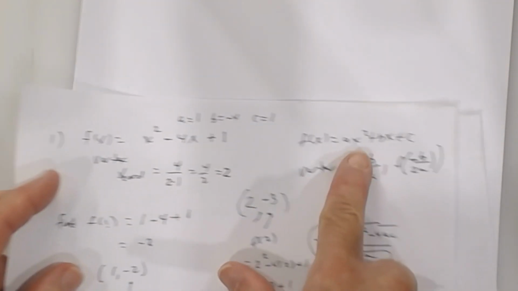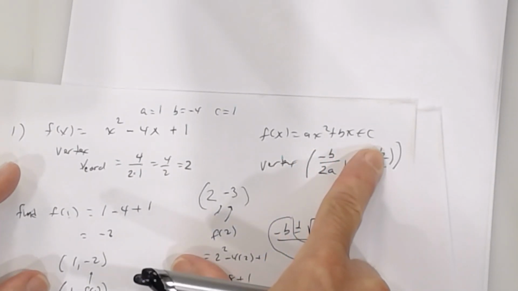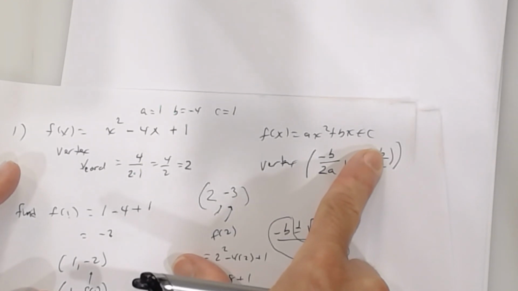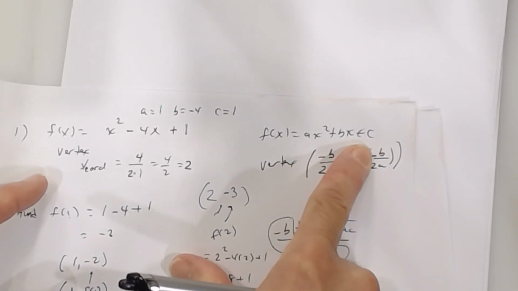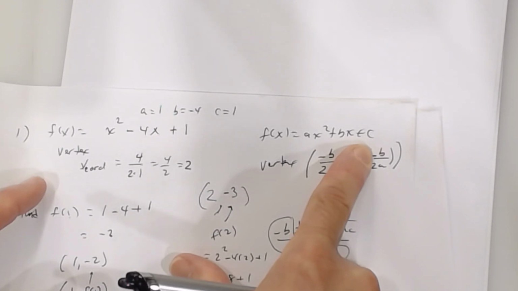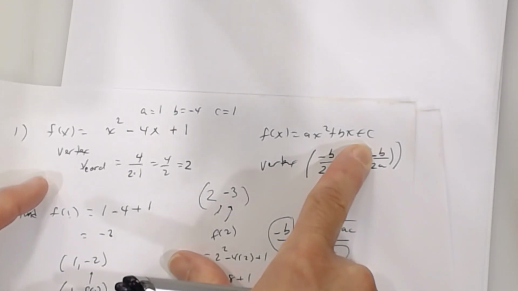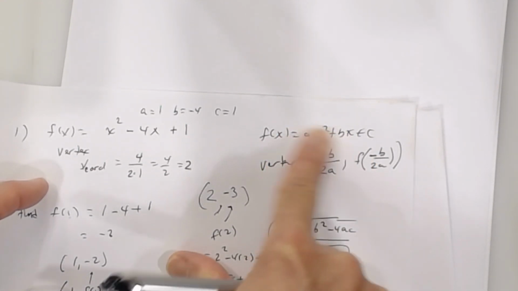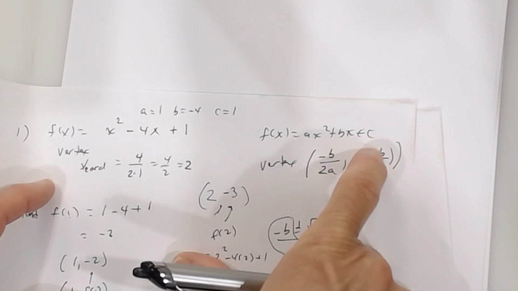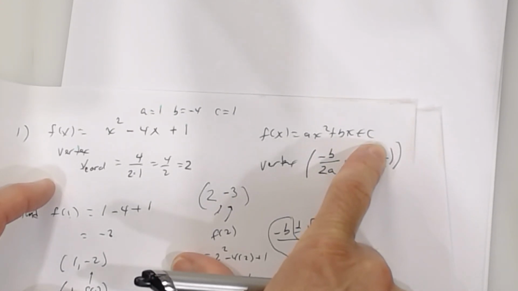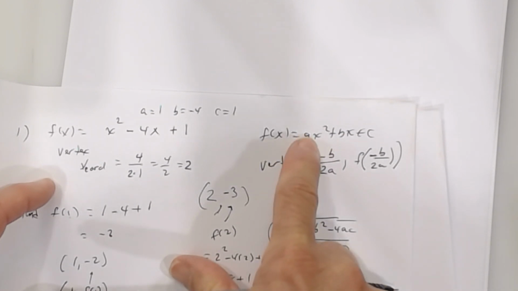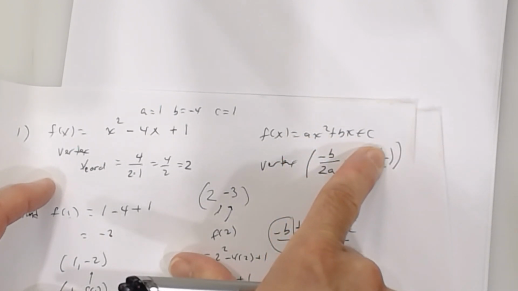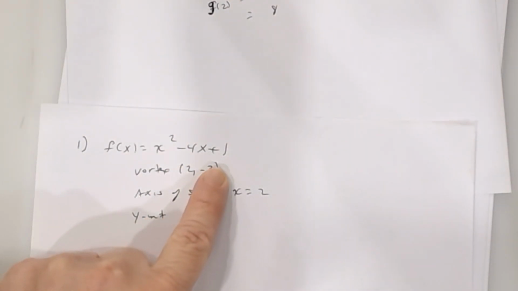Look at your general form right here: ax squared plus bx plus c. If x is 0, what's the only thing left? c. Your constant is your what? y-intercept. So if it's in general form, c is your y-intercept. Because if x is 0, this is 0, this is 0, and what's left? c. So over here, in general form, what's your constant? 1. So that should be your y-intercept.